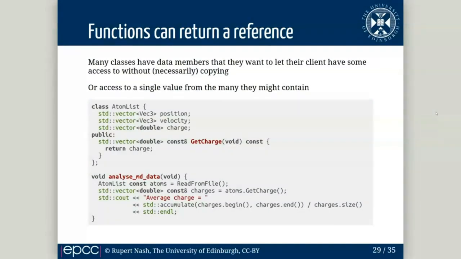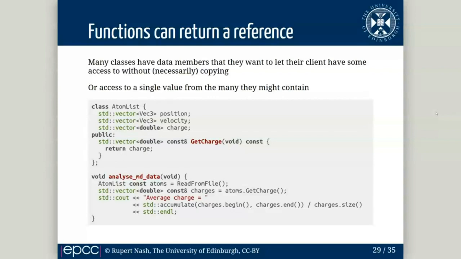So we can pass references to functions, but we can also return references from a function. We often want to do this when we want to give access to some member variable, without copying it when it's a large data structure. So in this example here, atom list, the class, everything's private apart from the get charge member function, which is quite a line to read.